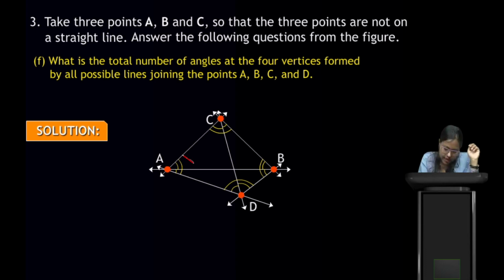So how? First one, suppose for vertex A, if I talk, you can see angle CAB. This is one angle. Another one is angle BAD.